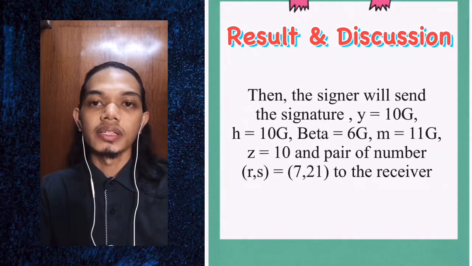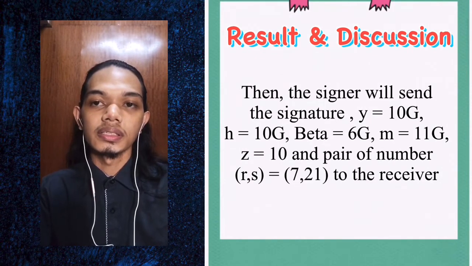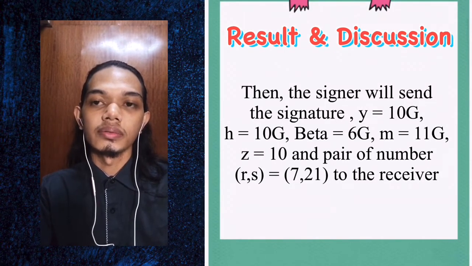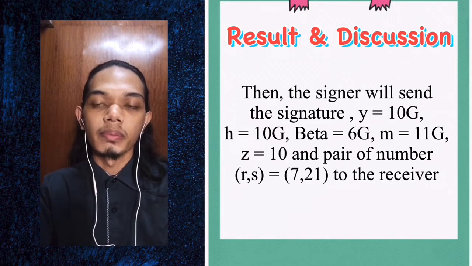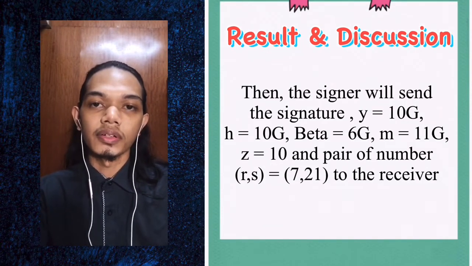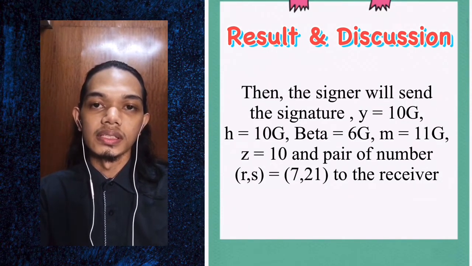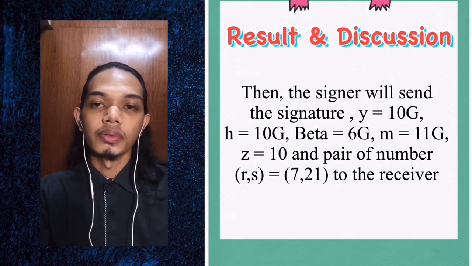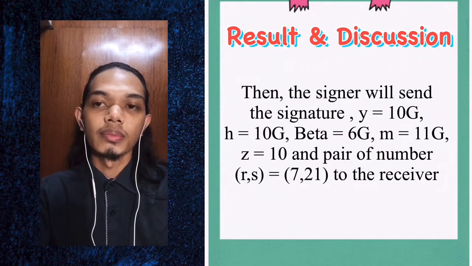Then Alice will sign the signature h, which is (0,23) equal to 10G, signature beta, which is equal to (8,13), message m (15,14), the value of digest z, which is equal to 10, point alpha, which is (14,7), and the pair of numbers r and s, which is (7,21), to the box.